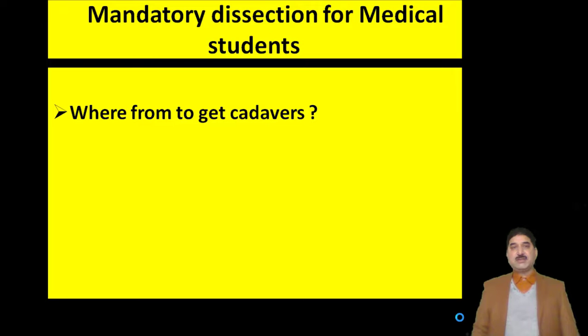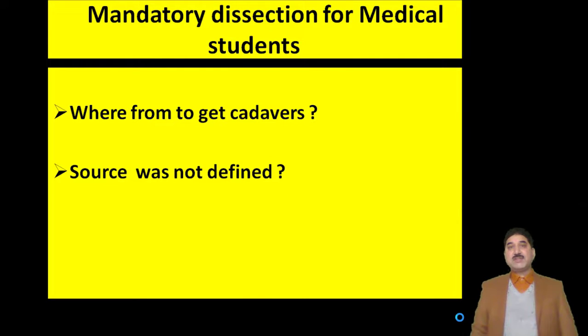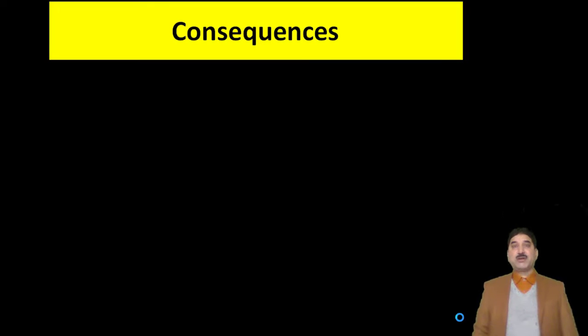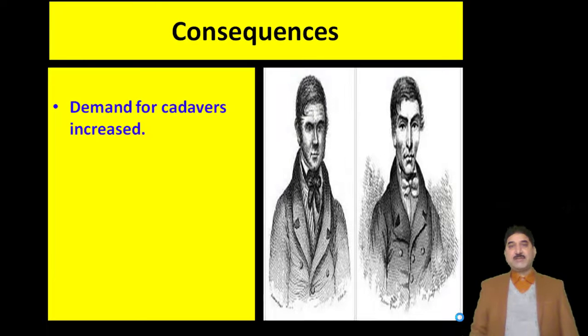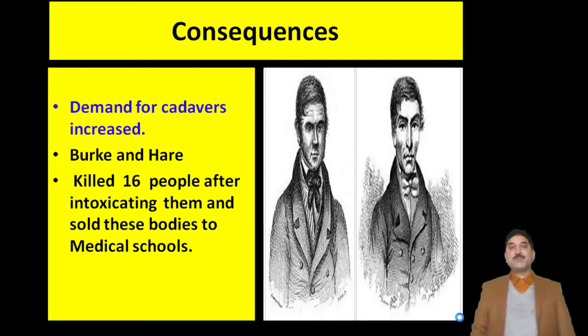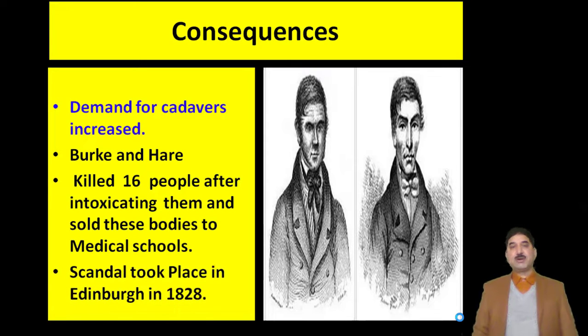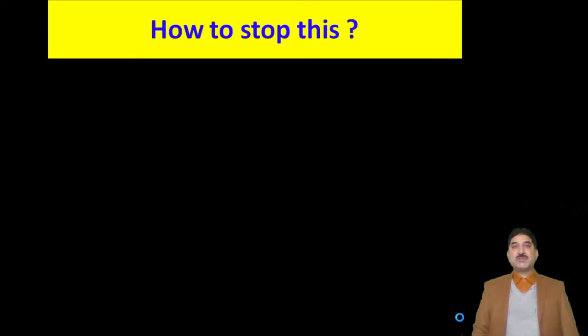Now the question is where to get cadavers from. Sources of cadavers were not defined in the Anatomical Act, so people took advantage of this lacuna. As a consequence, demand for cadavers increased. Burke and Hare, working in a port, took advantage of it. They killed 16 people after intoxicating them and sold these bodies to medical schools for monetary benefits. This scandal took place in Edinburgh in 1828.